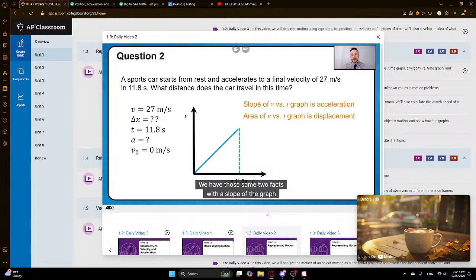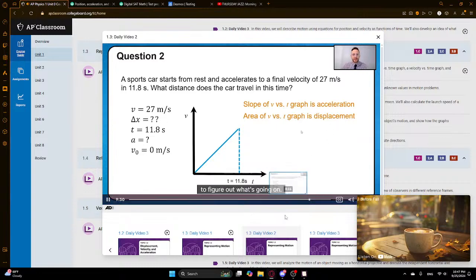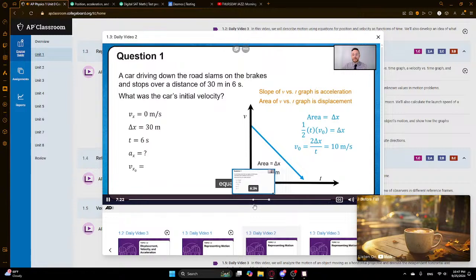We have those same two facts where the slope of the graph is the acceleration and the area of the graph is the displacement. Again, we're going to use the area here to figure out what's going on, and it's the delta x.